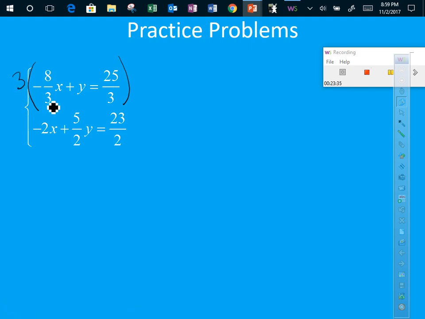Then I'm going to play this game. 3 goes into 3 once. 1 times negative 8 is negative 8x, plus 3y equal 25. 3 went into 3 once, times 25 was 25. Now the bottom equation, the only denominator I have is a 2. Multiply everything by 2, I've got negative 4x plus 5y equal 23.